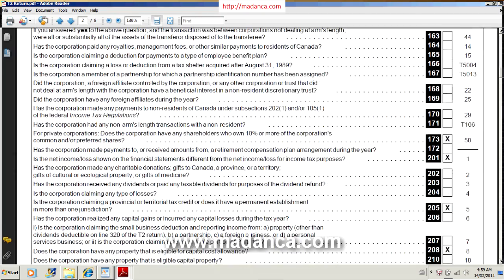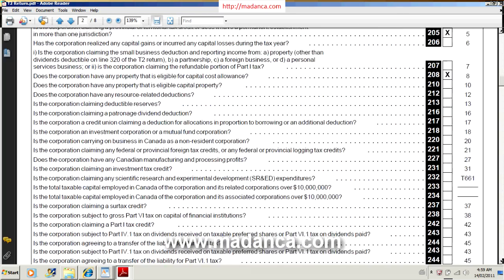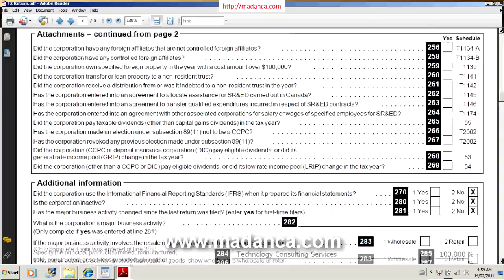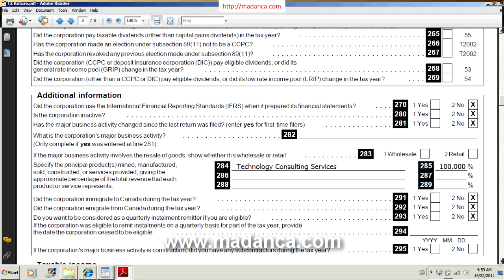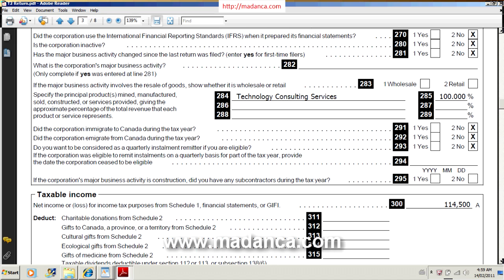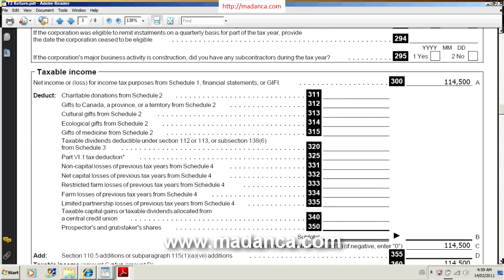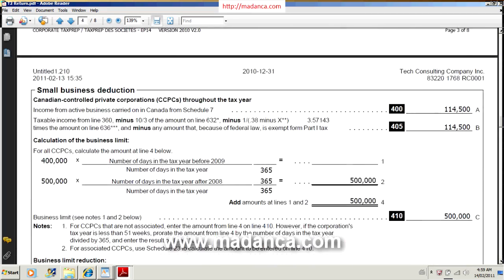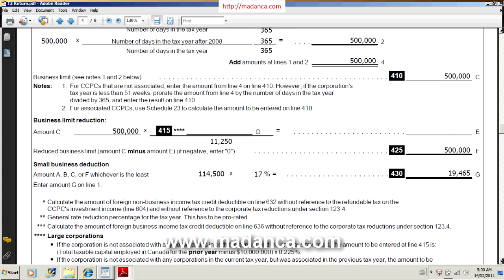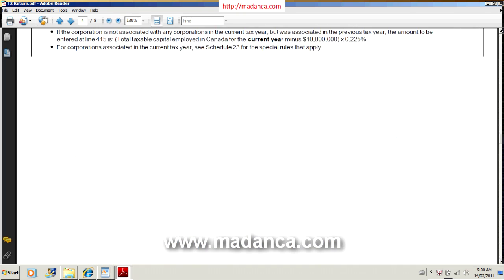On page 2, I've checked the boxes of the schedules that I'm preparing. On page 3, I've entered in the additional information. Most companies do not use IFRS if they're small businesses. I've entered in on box 284 the description of the services being provided, consulting services 100%. The rest of the schedule is the calculation of tax, the small business deduction, $19,465. The formula is shown there, net income times 17%.